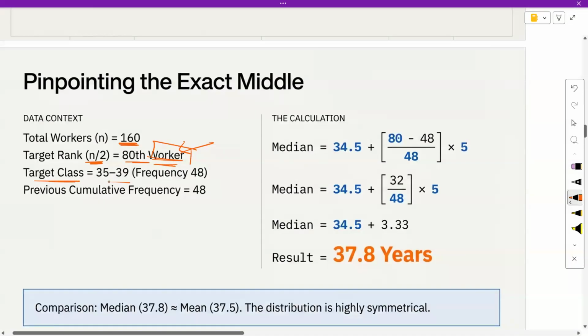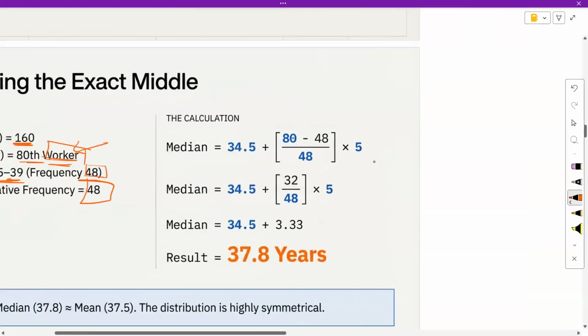The target class is 35 to 39, so its frequency is 48, and the previous cumulative frequency is also 48. Then we apply 34.5, the lower boundary of the median class, and 160 divided by 2, and the cumulative frequency before the median class, and the frequency of the median class. This is the class width. So we will get 37.8 years old.